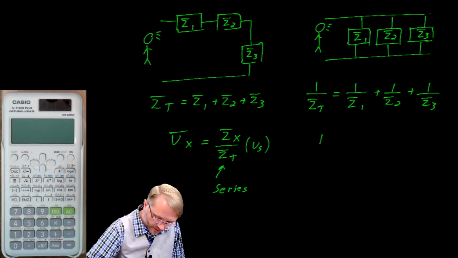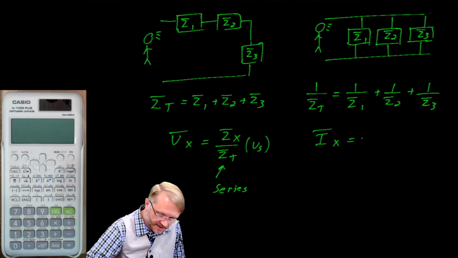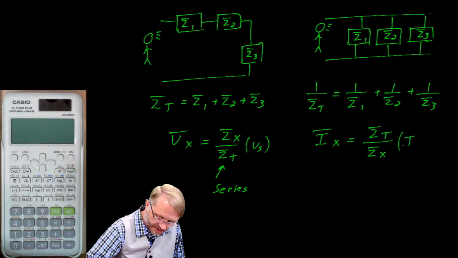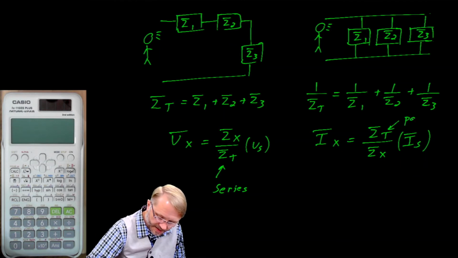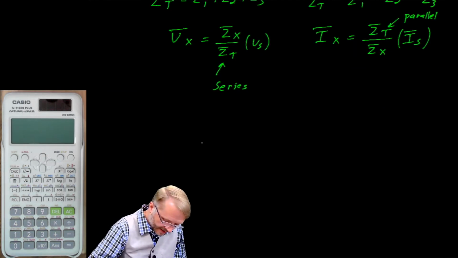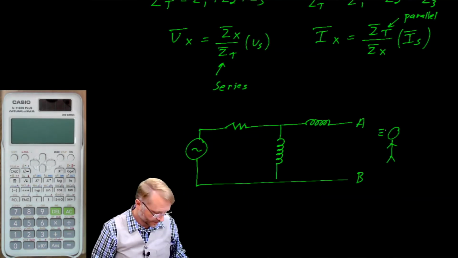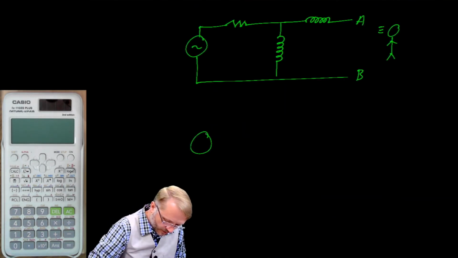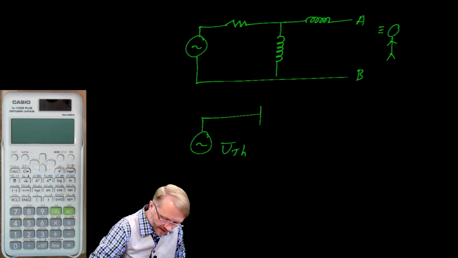The current divider still works. The current of interest is equal to the total impedance over the impedance of interest times the source. I'll make a note here that this total is for the parallel piece. You'll be glad to know that Thevenin still works, as do all the rules we used before to calculate a Thevenin voltage and now a Thevenin impedance.